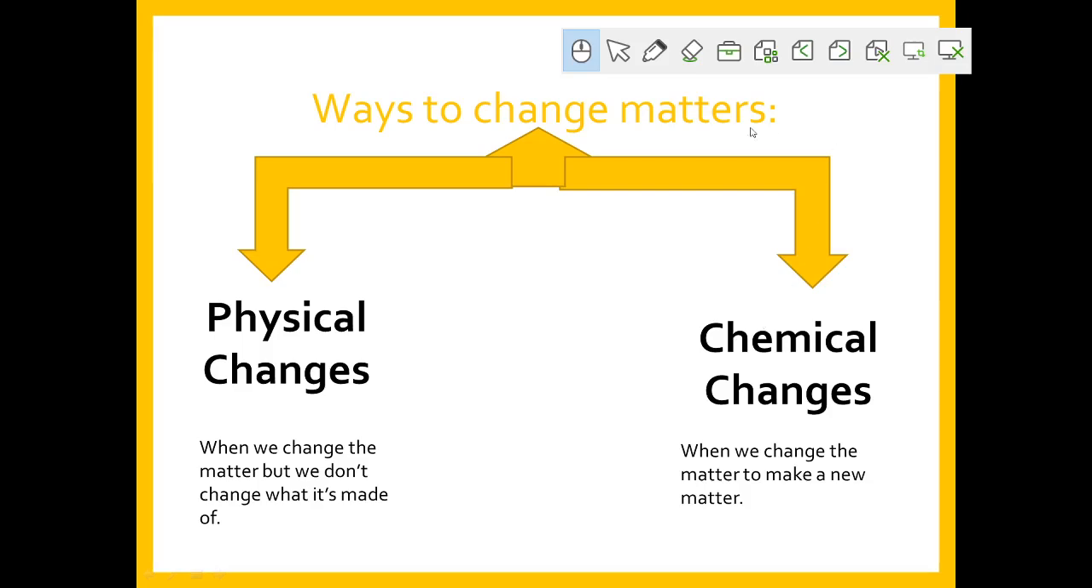Okay? Physical changes happen when we change the matter, but we don't change what it's made of. Chemical change, when we change the matter to make a new matter. So, here the matter stays the same. Here we have a new matter. Okay?